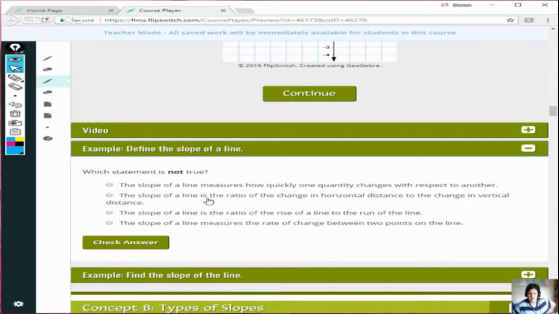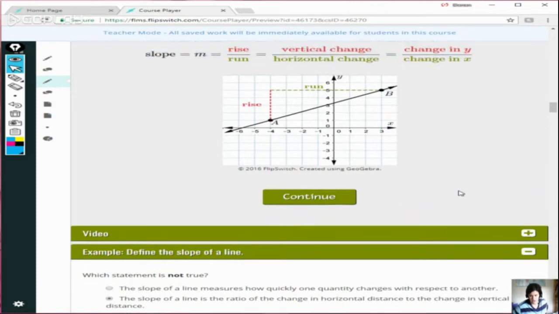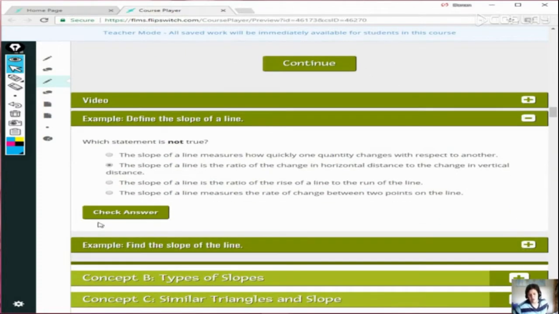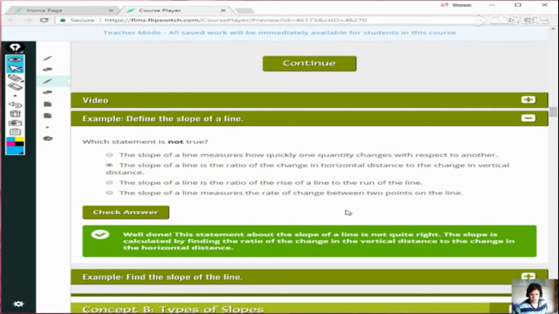So the slope of the line is the ratio of the change in horizontal distance to the change in vertical distance. That is not true, because that would mean the horizontal distance is in the numerator and the vertical distance is in the denominator. And if we double check, it is not. The vertical change or distance is in the numerator. So that one is the not true.